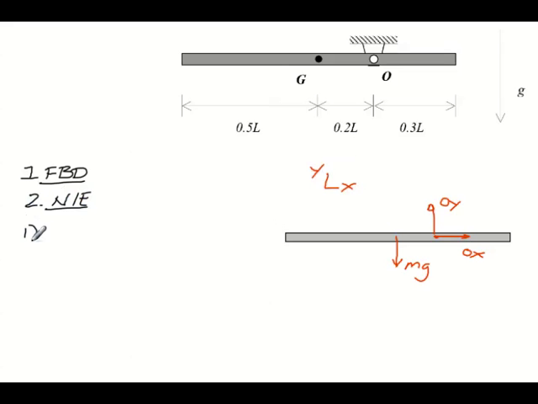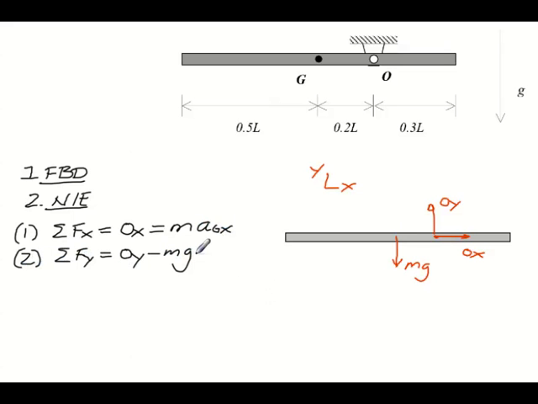Well, we know that we have three equations which are going to come from our Newton-Euler equations. If I sum the forces in x first, I see that the only force acting in x is Ox, so that is equal to m aGx. Sum forces in y, we have the reaction component there of Oy minus mg, and that's equal to m aGy.